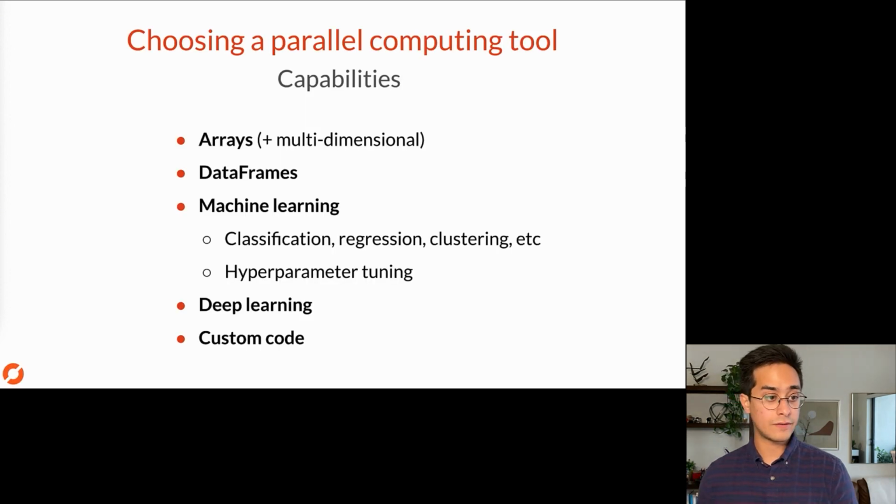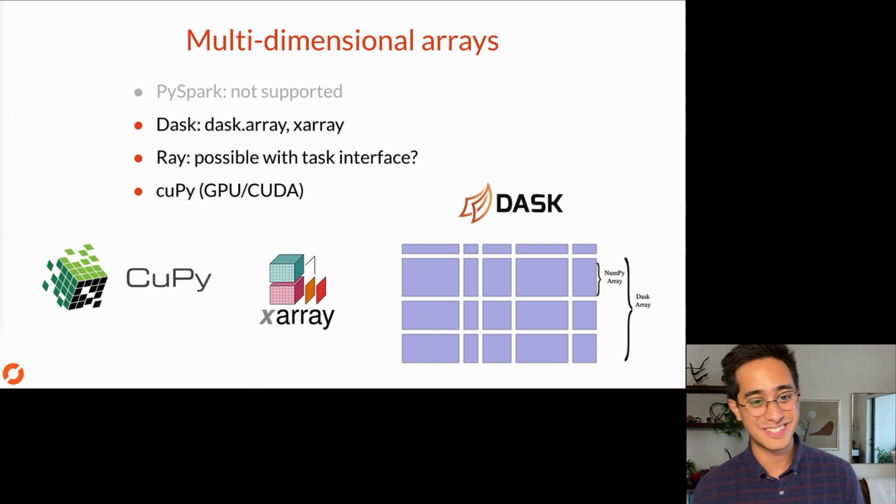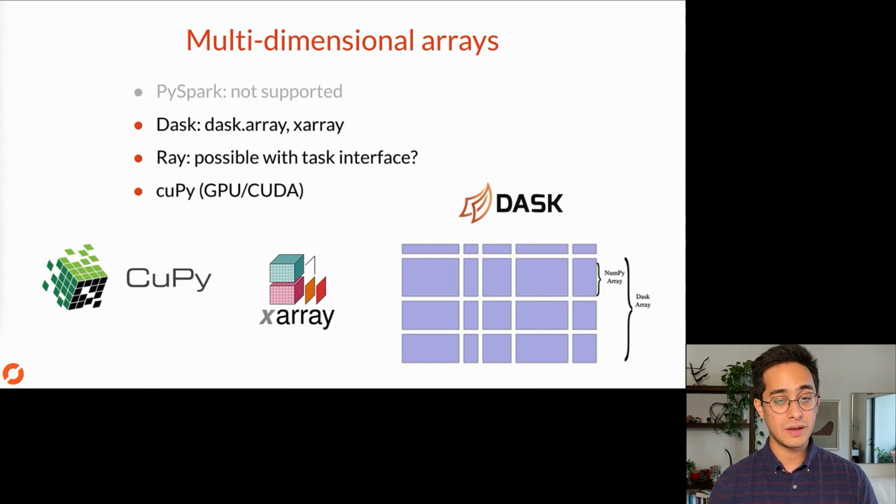Okay, capabilities. The ones we're specifically going to focus on are these. These are really data science and machine learning focused type workloads, and I'll talk about all of these different ones. So arrays is probably the simplest choice, because if you're doing multidimensional arrays and you need parallel computing for it, Dask is your choice. That's the only definitive thing I'm going to say in this whole presentation: if you need multidimensional arrays, use Dask.